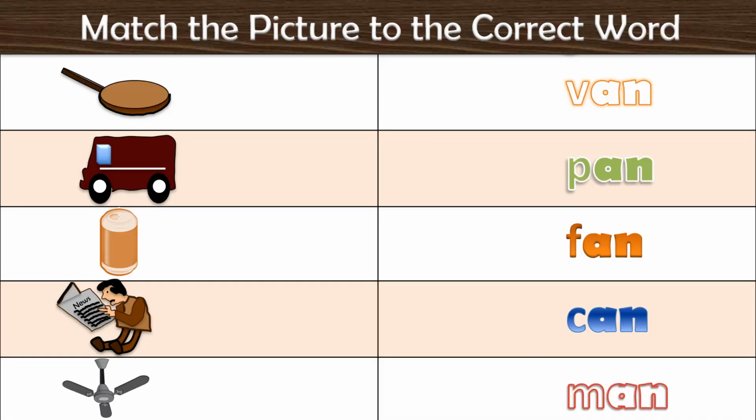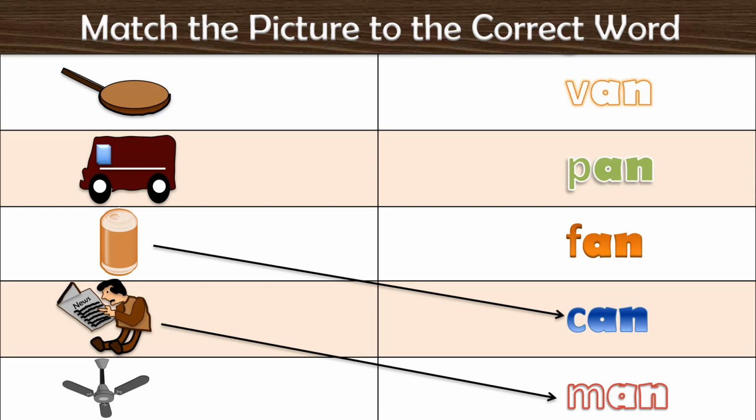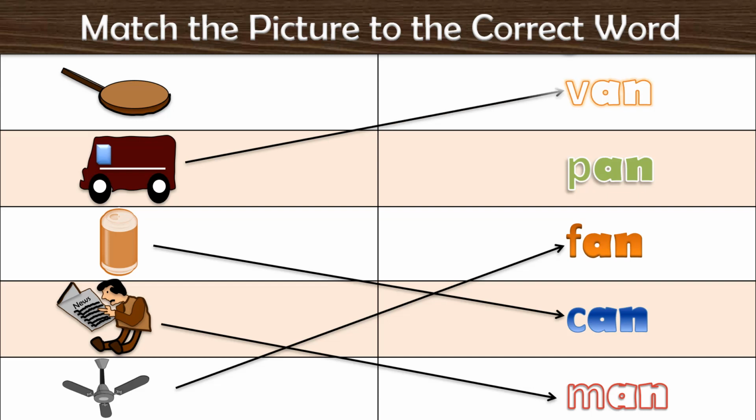Match the picture to the correct word. Man. Can. Fan. Van. Fan.